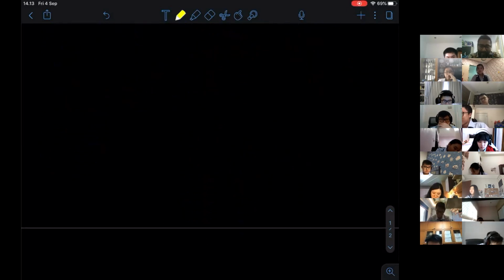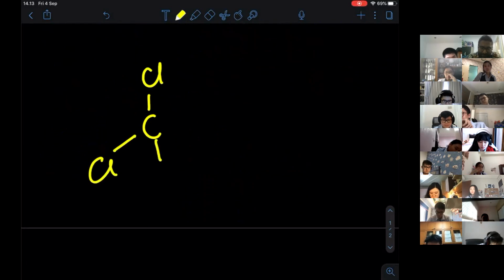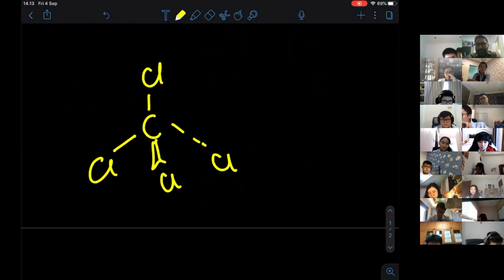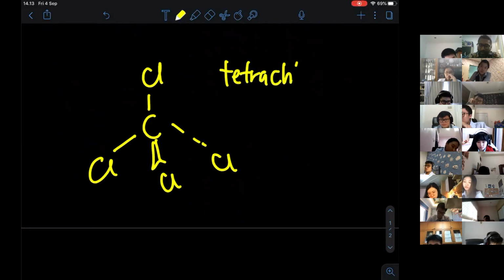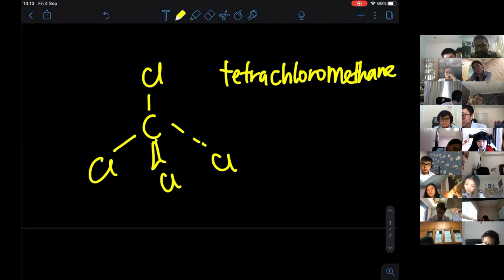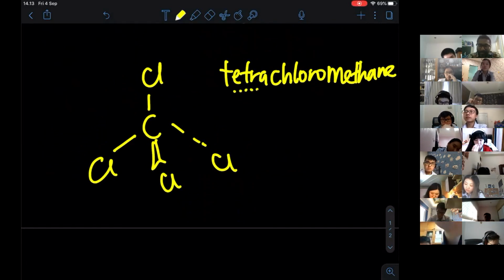So we can have a lot of covalently bonded molecules, for example, Cl, Cl, Cl, and Cl. This is also a molecule which we call tetrachloromethane. Tetrachloromethane basically comes from methane. Methane is CH4. So the 4 hydrogens have been replaced by Cl. That's why tetra means 4, chloro means Cl, and then methane. Yeah, Michelle V.